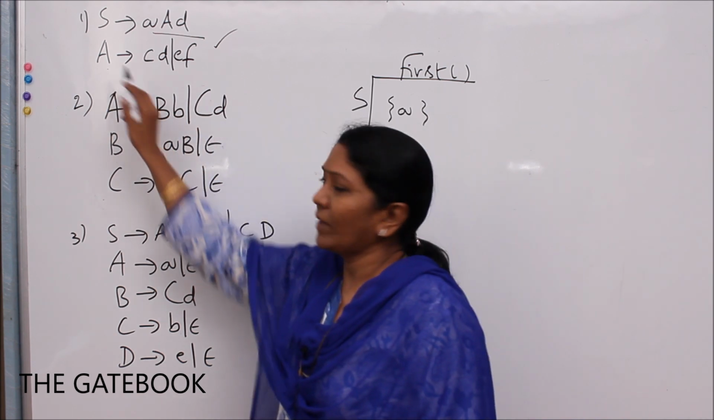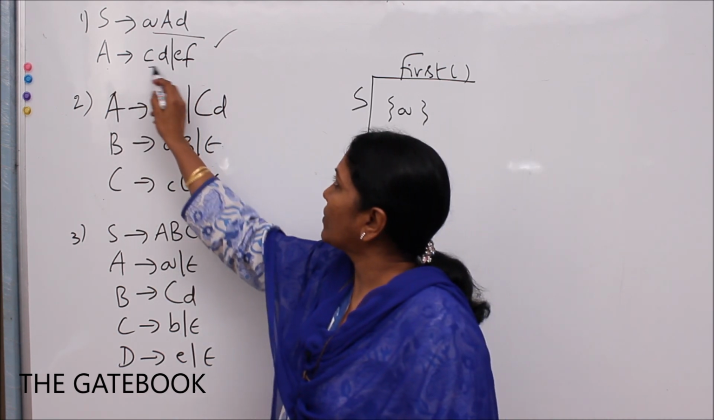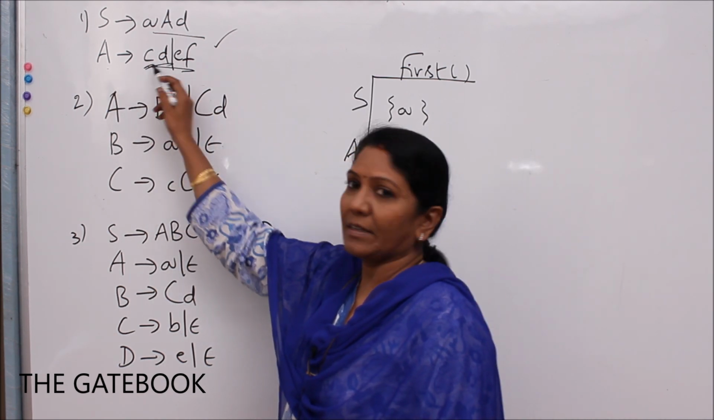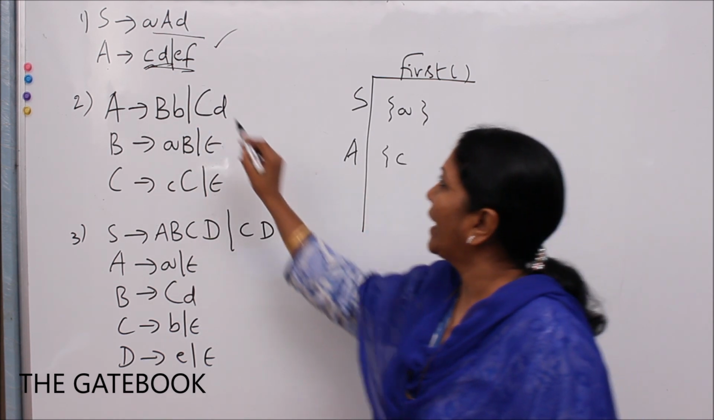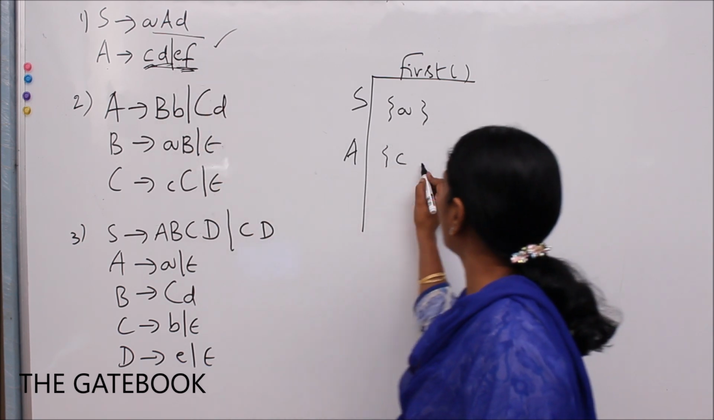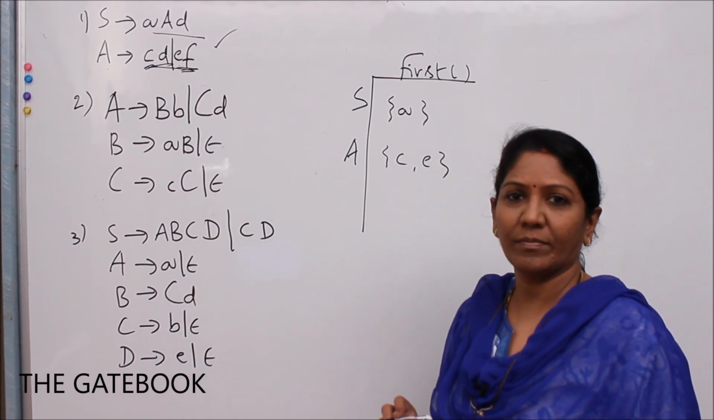Now coming to first of A. First of A is first of CD. C is the terminal, so it ends with only C, the first symbol only. And in the alternative production it is epsilon. So C, epsilon. That's it.